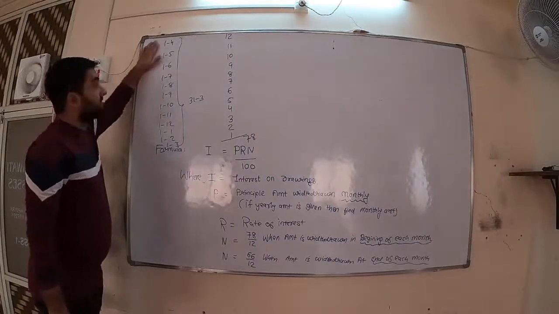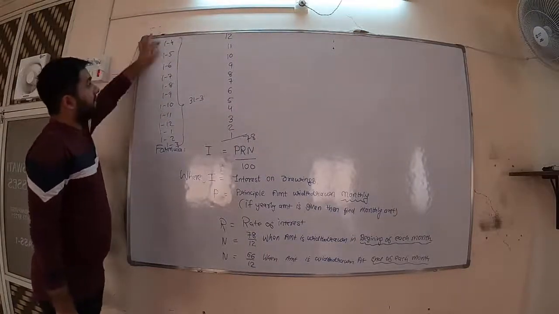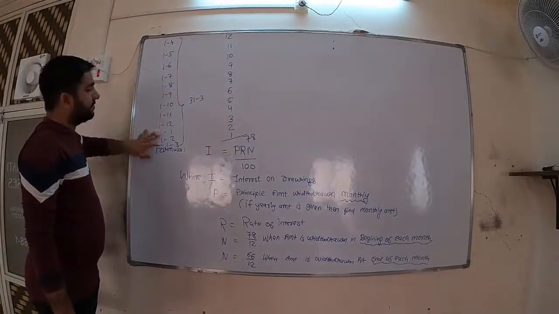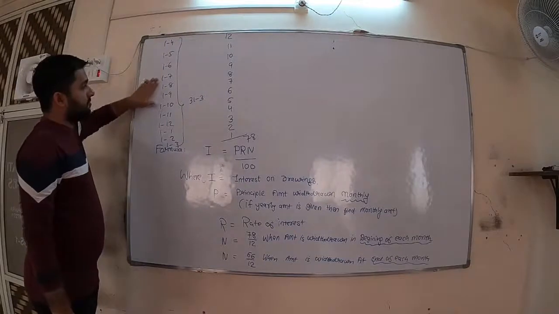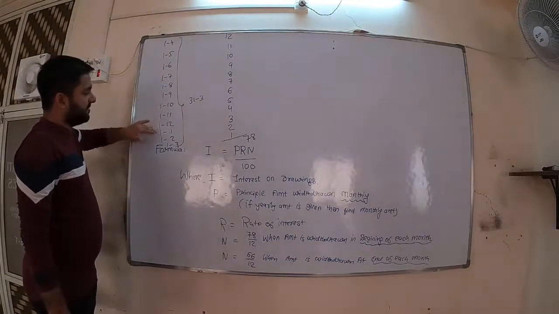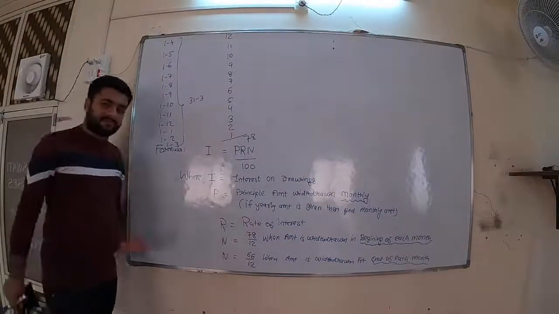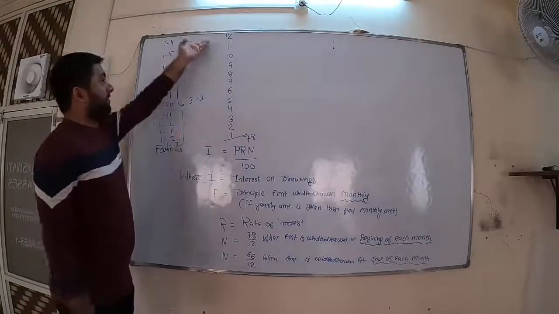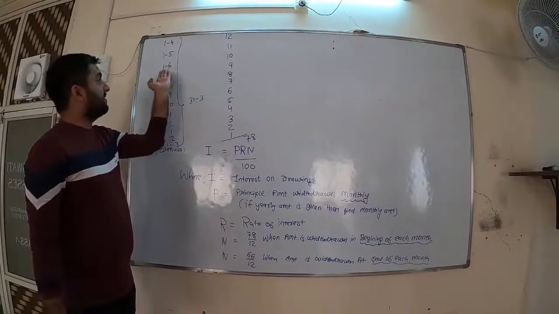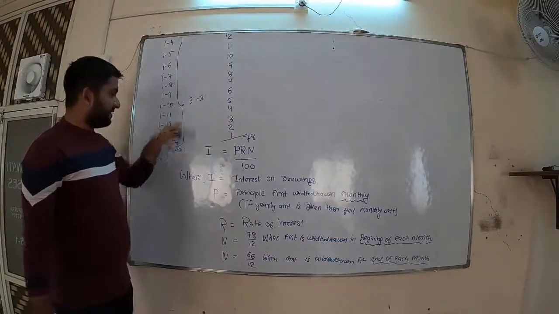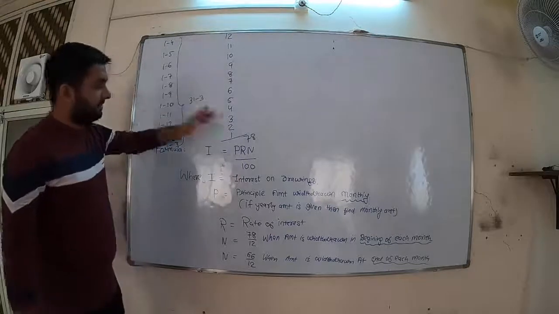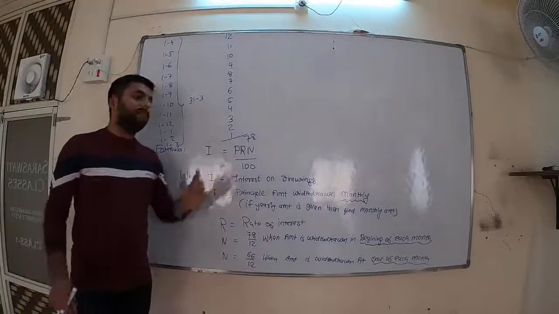Write the first date of each month: 1/4, 1/5, 1/6, 1/7, 1/8, 1/9, 1/10, 1/11, 1/12, 1/1, 1/2, and 1/3. That means April, May, June, July, August, September, October, November, December, January, February, and March. From 1/4 to 31/3 is 12 months, then 1 month will decrease to 11, and at the last, 1/3 to 31/3 is only 1 month. Means you start from 12 and end at 1. The total will be 78.